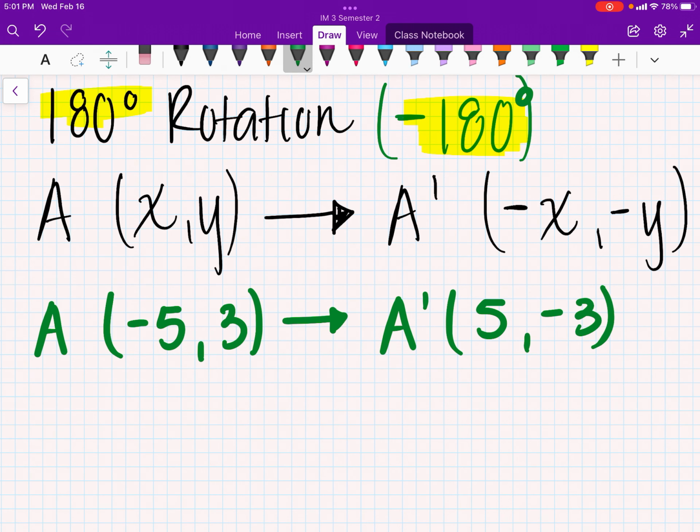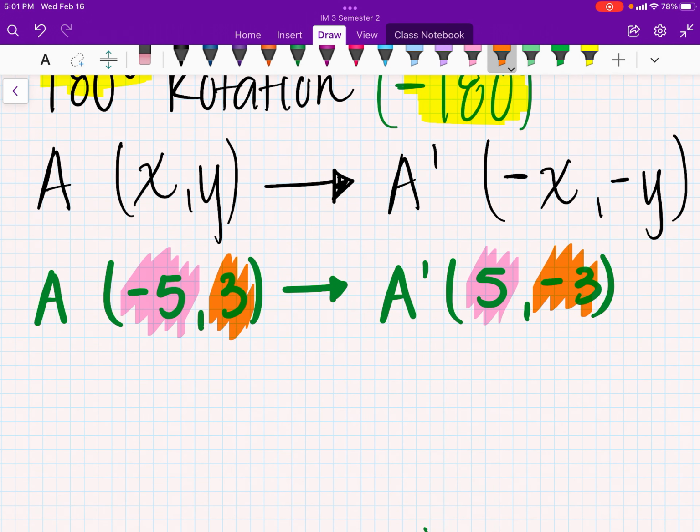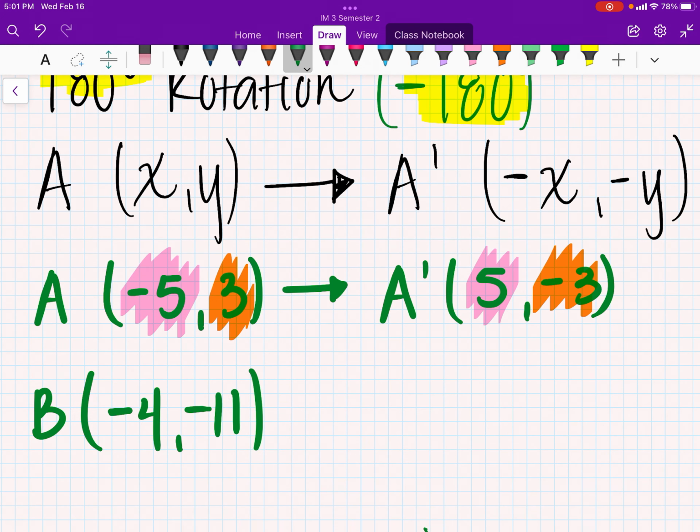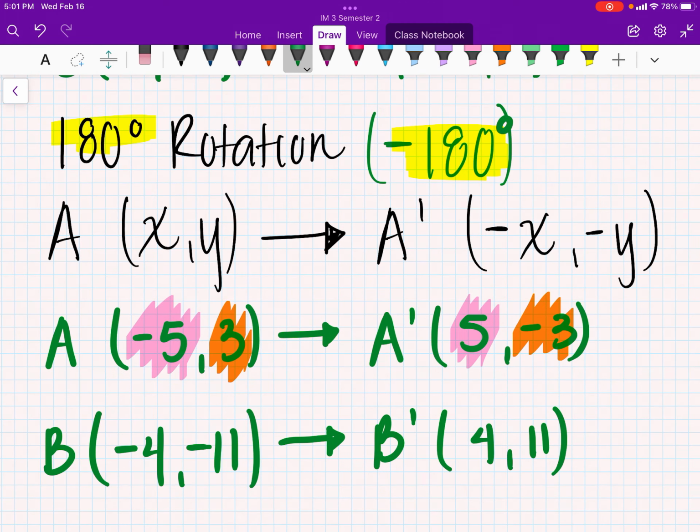Once again, if we compare these two, this was a negative 5, and in the new rotation it's going to be a positive. And this one was a positive, now in the new one, it's a negative. Okay. And let's go ahead and just do one more. Say we're doing B here, and that's going to be (-4, -11). So then B prime in this case is going to be (4, 11).